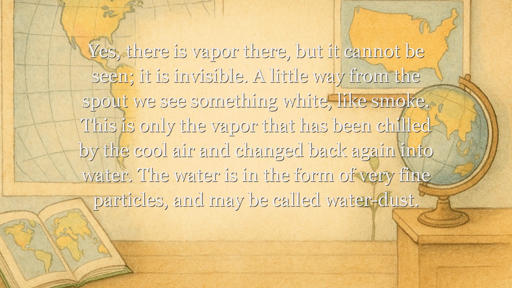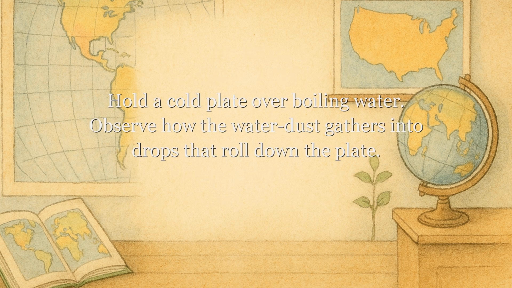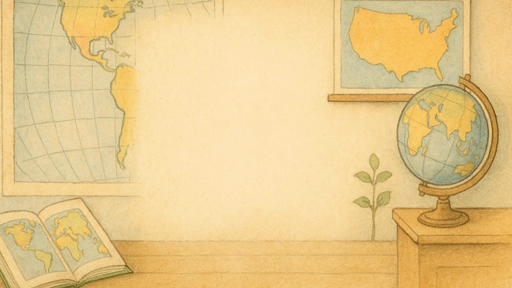It is invisible. A little way from the spout we see something white, like smoke. This is only the vapor that has been chilled by the cool air and changed back again into water. The water is in the form of very fine particles and may be called water dust. Hold a cold plate over boiling water. Observe how the water dust gathers into drops that roll down the plate.